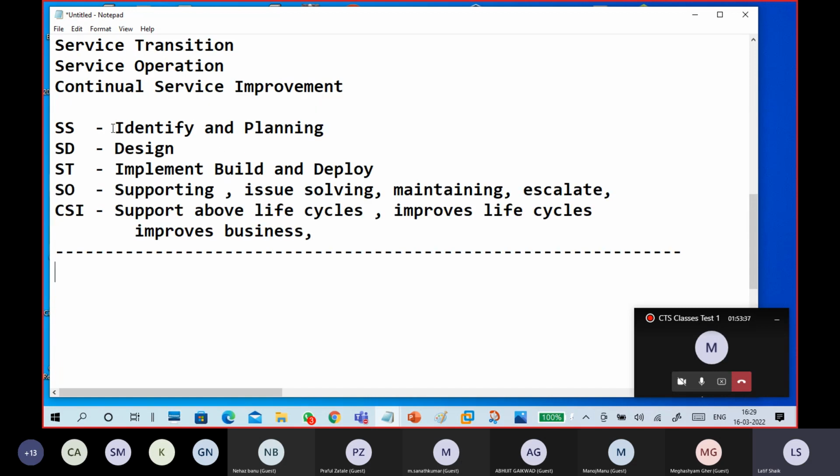Where is the issue? Is it business identification, planning, designing, coordination, or supporting? Where are the issues? Which part of my business do I have to improve? Then I have to understand the improvement.